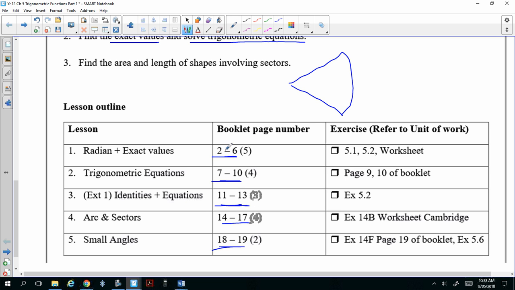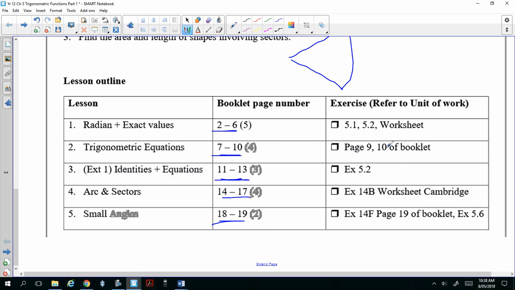So today we'll do page 2 to 6, means 5 pages. Some lessons will do 4 pages, some lessons will do 3 pages. And that tells you what exercise to refer to. So sometimes you do work from the booklet, sometimes you do an exercise from the textbook. Okay, so it tells you exactly what to do. Okay, we're going to move on to the next page.